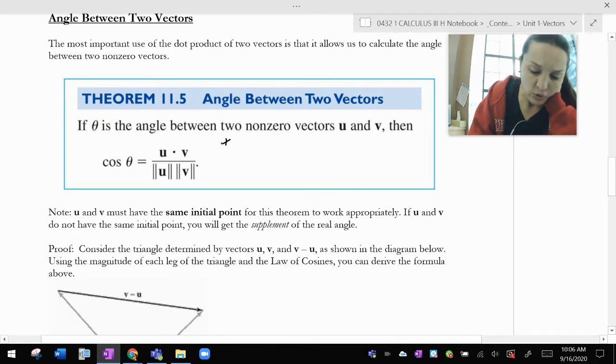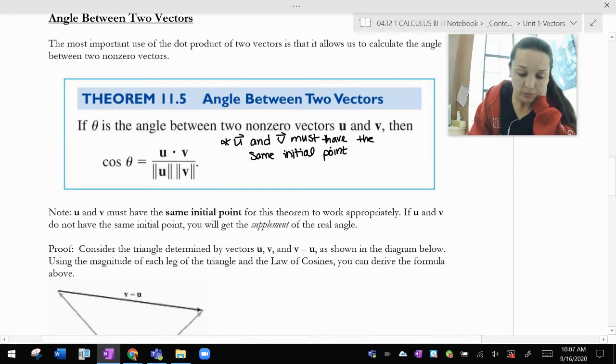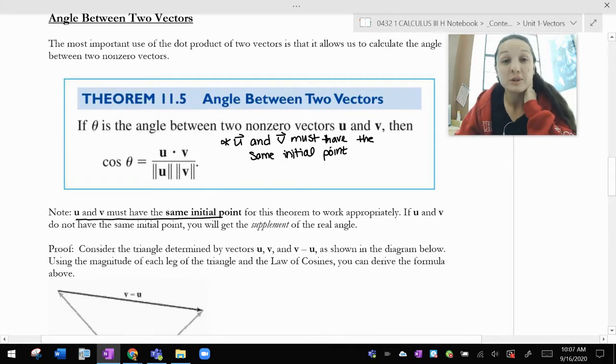And what you need to make sure you know about this is that u and v must have the same initial point. Okay, so u and v have to have the same initial point. And you're probably thinking, Mrs. Weber, it says that right here. I know it does, but it's worth writing twice because you're going to forget sometimes.